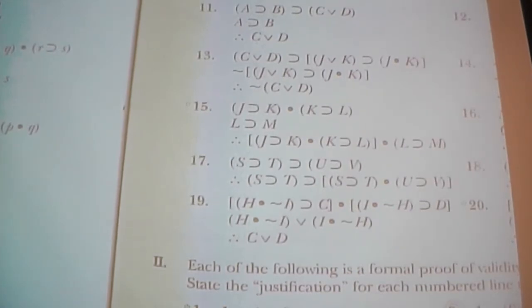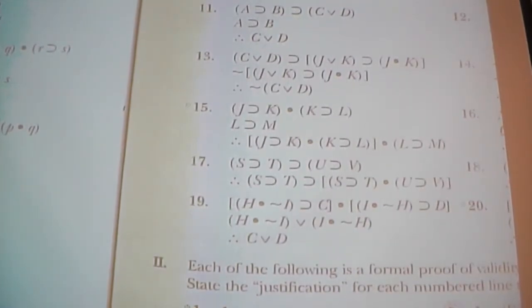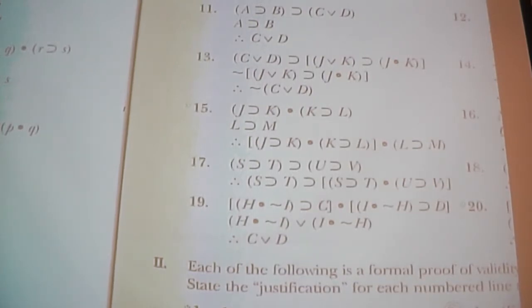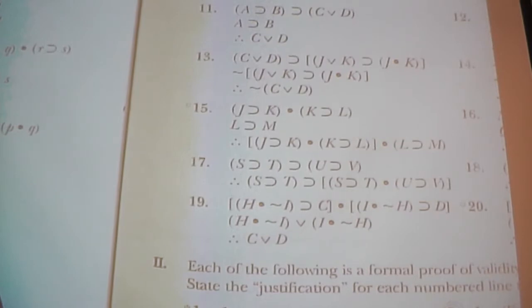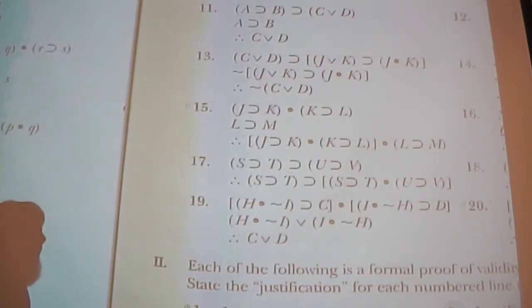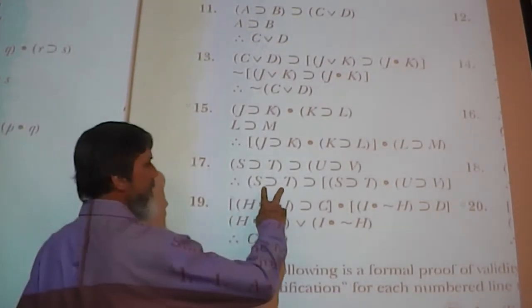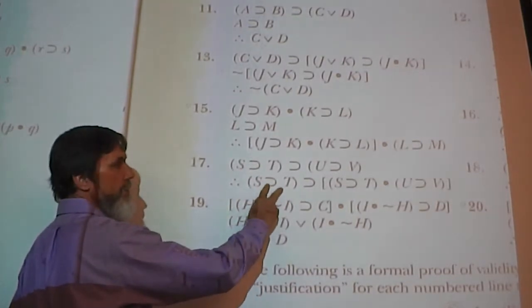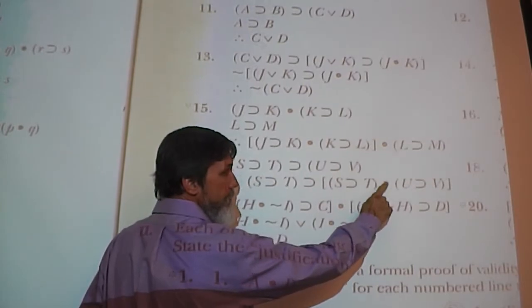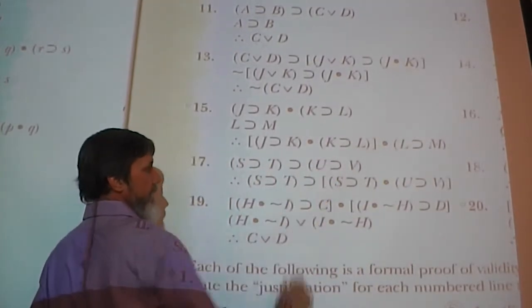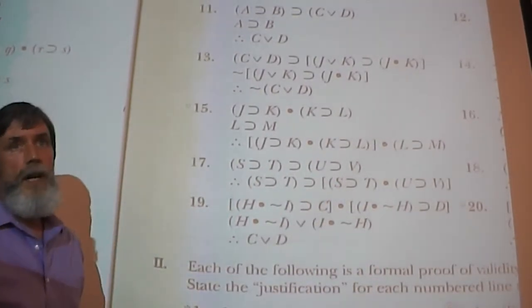Oh, what's this guy doing to us? What's number 17? It is absorption. You've got one premise. It's a conditional statement. The conclusion is a conditional statement whose antecedent is the same as that of the premise. The consequent of the conclusion is a conjunction of the antecedent and the consequent of that premise.